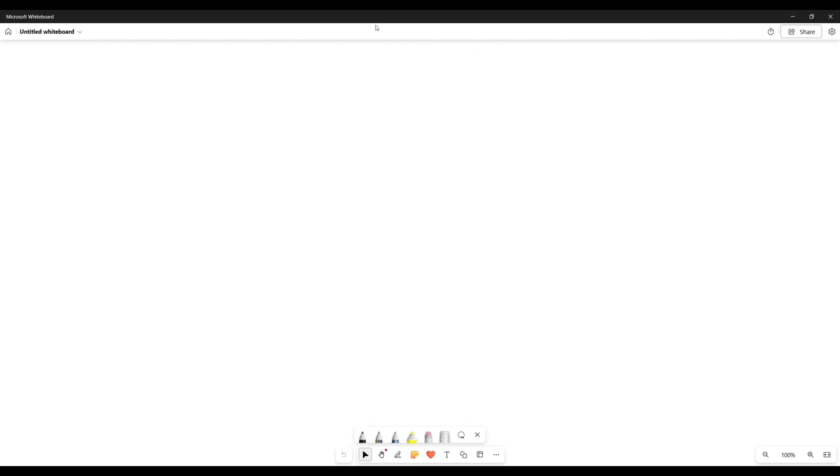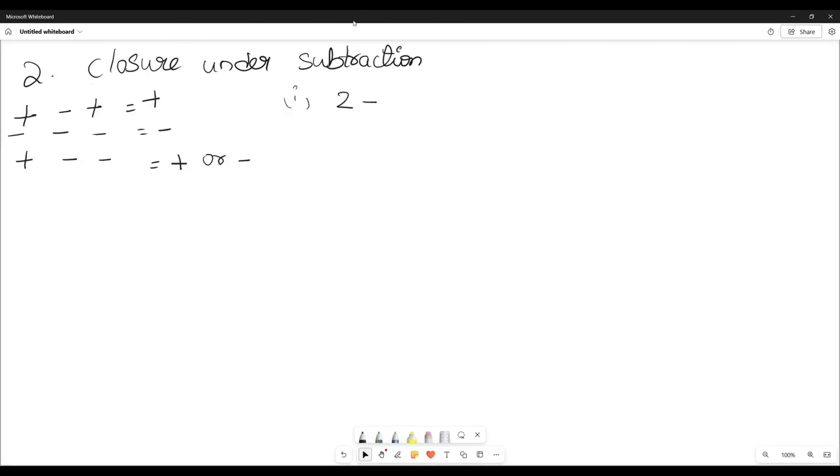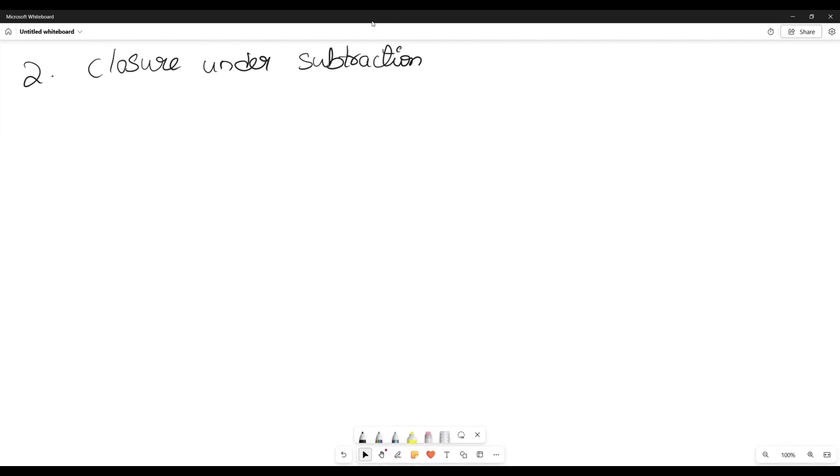The next property is closure under subtraction. For subtraction also we have properties. The second property is closure under subtraction. Let's see the examples for closure under subtraction.